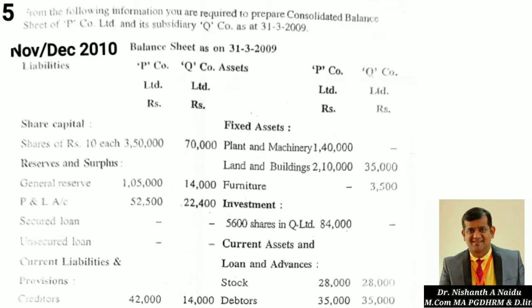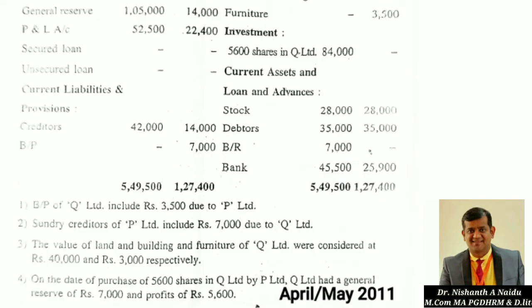Current assets, loans and advances, stock 28,000 P Company Limited, Q Company Limited 28,000. Debtors 35,000 P Company Limited, Q Company Limited 35,000. And next we have bills receivable 7,000 in P Company Limited, Q Company Limited nil. Bank 45,500 P Company Limited and Q Company Limited 25,900. Both the side total 5,49,500 and 1,27,400. So let us look into the adjustments.